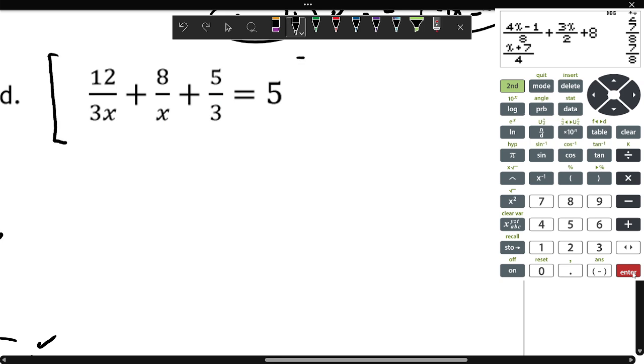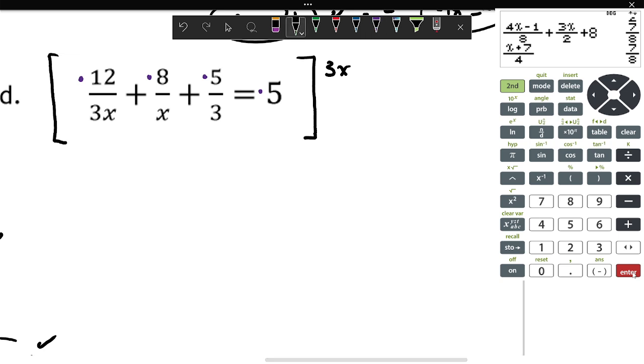So I'm going to multiply every single term on both the left-hand and the right-hand side by 3x. So this will be multiplied by 3x. This will be the 3x. This will be a 3x. And finally, this will be a 3x. So let me write that out.